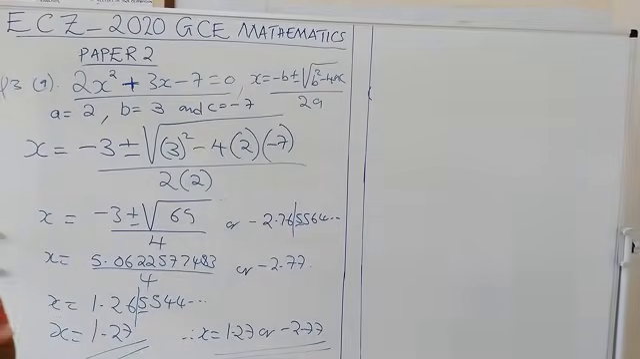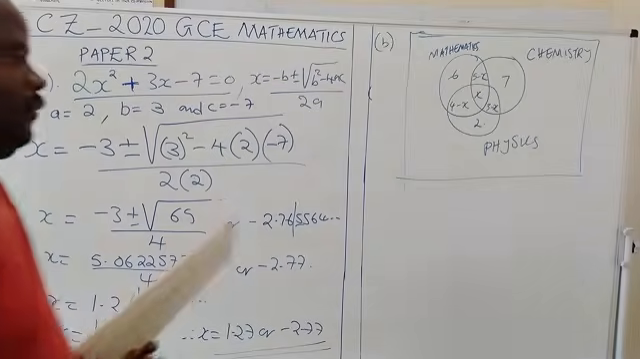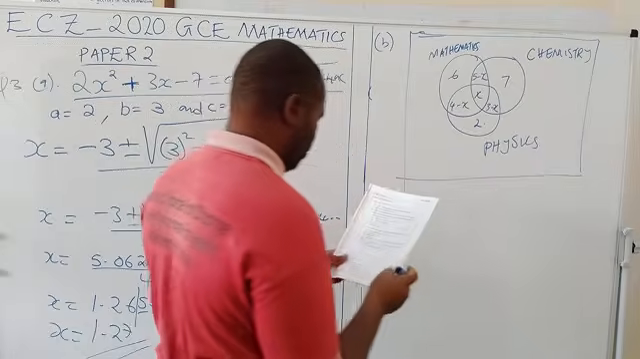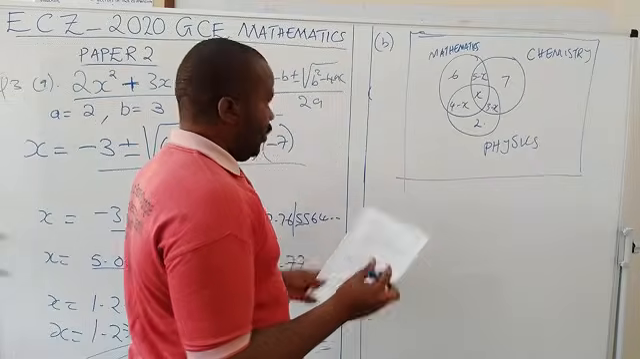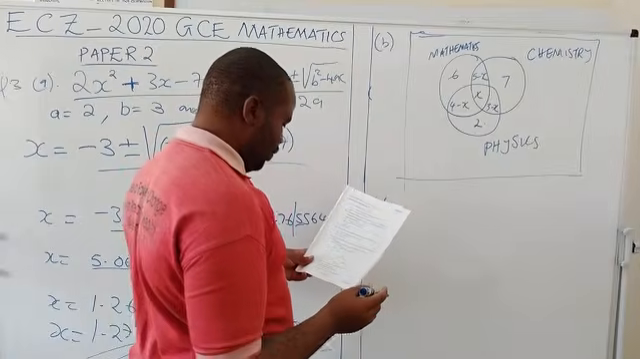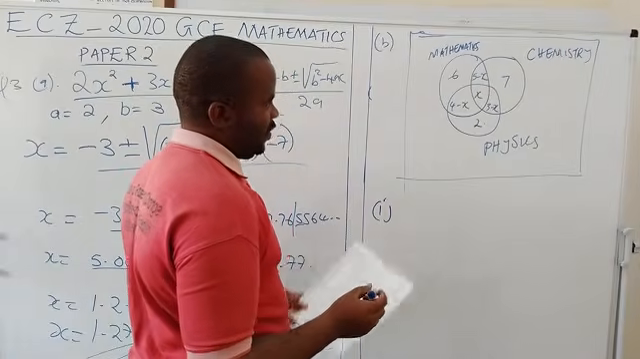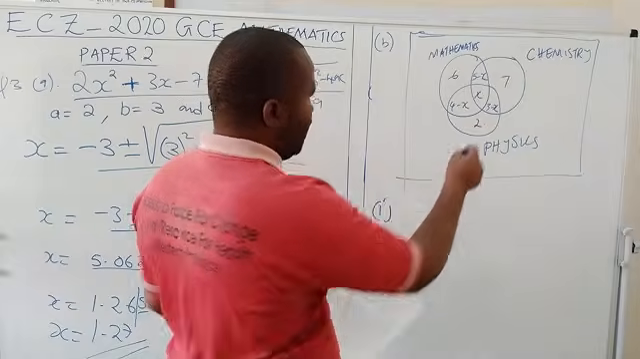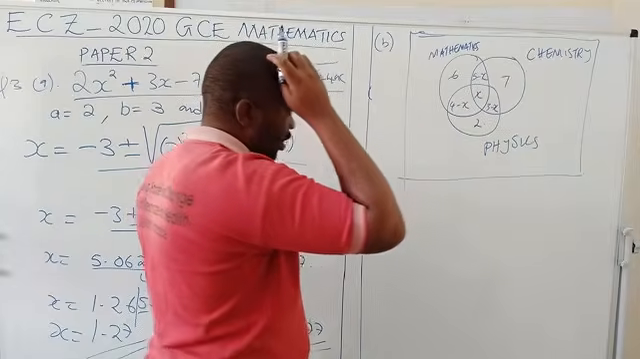Okay. Then we go to B. Roman numeral 1. Given that there were 25 students altogether, find the value of x. Meaning that when you add everything, the answer must be equal to 25.